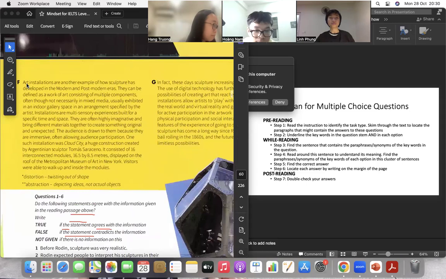So look at paragraph F, right? Chị Linh, where do you find the answer here? F. Actually, during the process that I read paragraph F, I opt out the three options. Okay, that also works. Yeah. So how did you opt out? Option A, the second, the fourth line of the paragraph F.